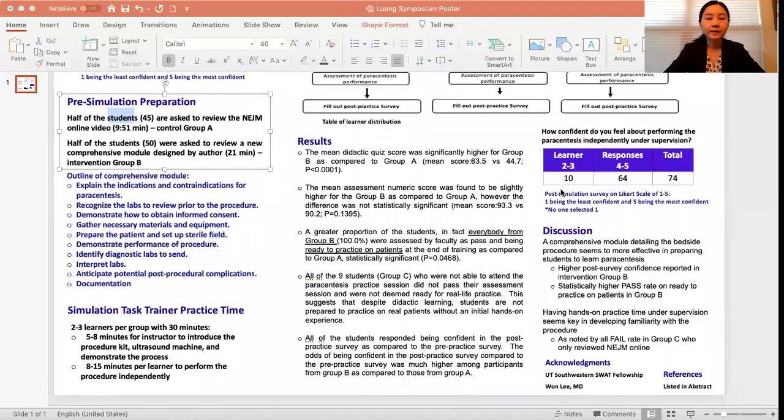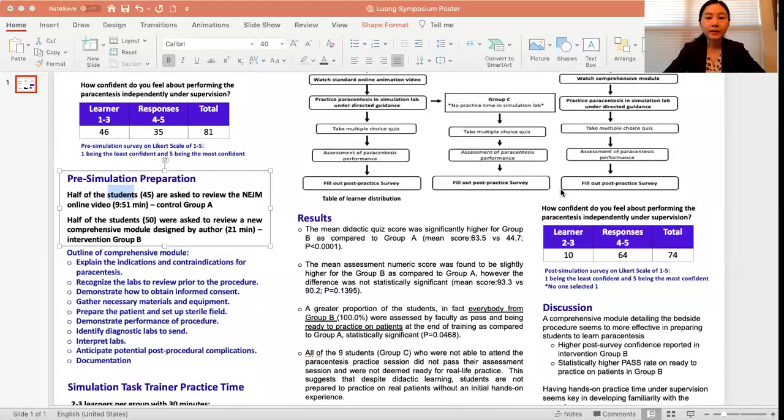We found that the didactic quiz score was significantly higher for the intervention group. The actual numeric score on the assessment as observed by faculty or resident was higher in group B, but it was not statistically so. However, the actual pass rate, where the learner was deemed ready to practice on patients, was statistically higher in the intervention group compared to the control group.